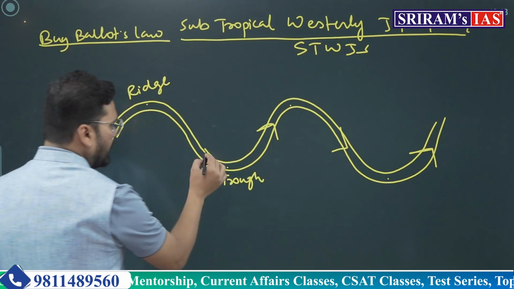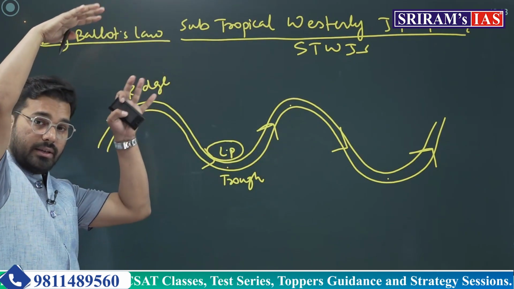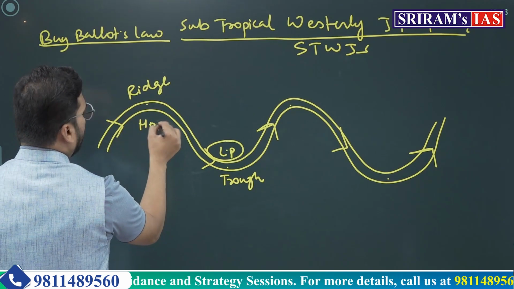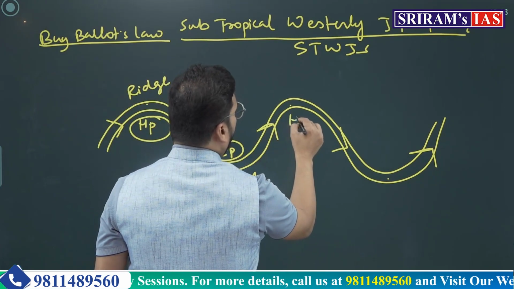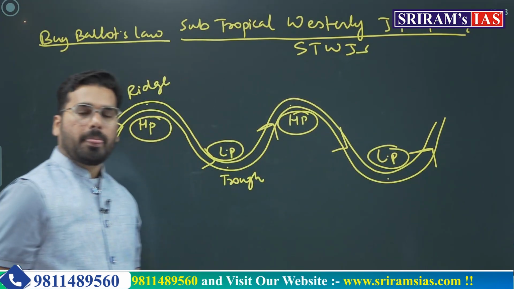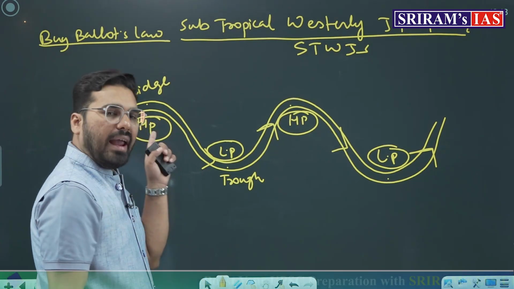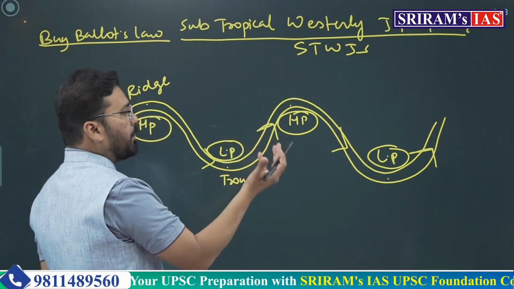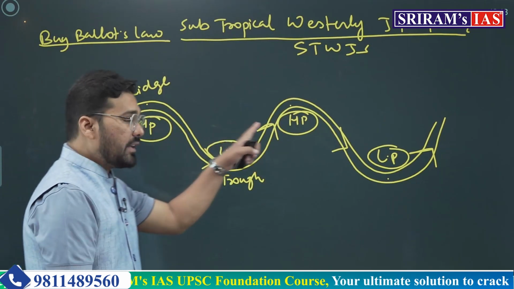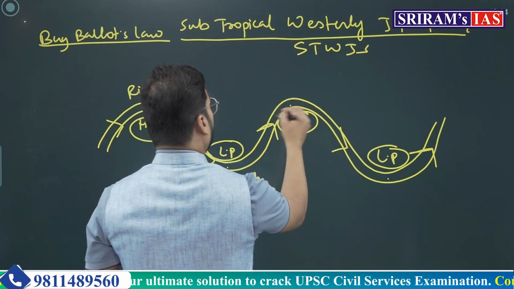Now here over the trough, there will be low pressure conditions created in the atmosphere, and here over the ridge you will have high pressure conditions. Here high pressure conditions, here low pressure conditions. Now tell me, if this high pressure, or say any area which has the presence of the ridges of jet stream, suppose this is India.